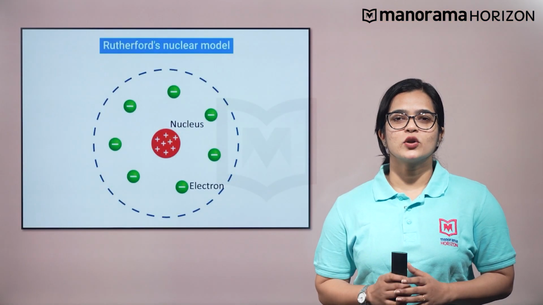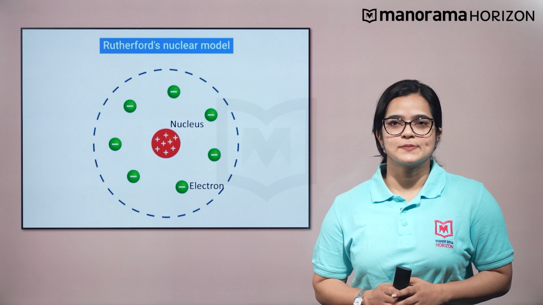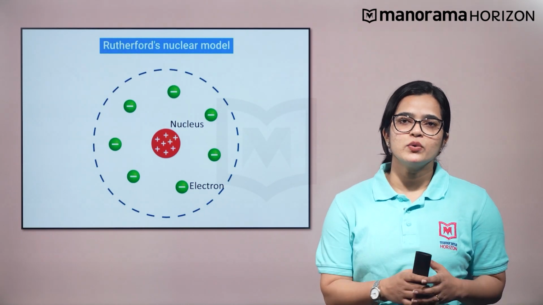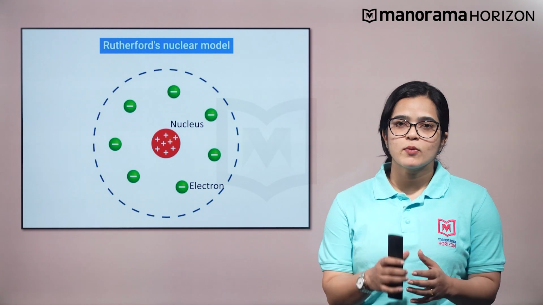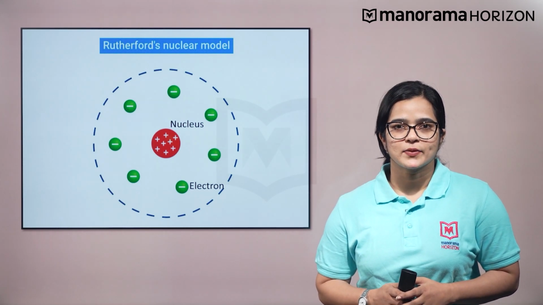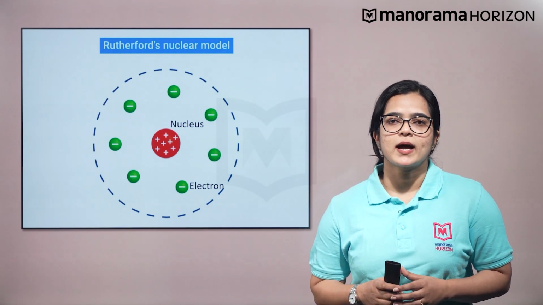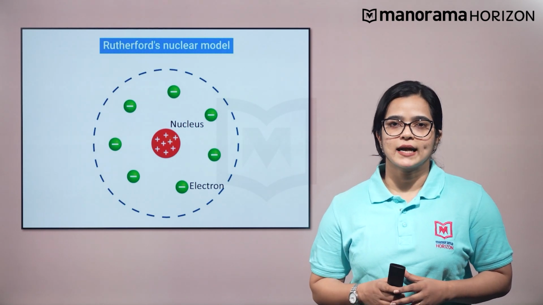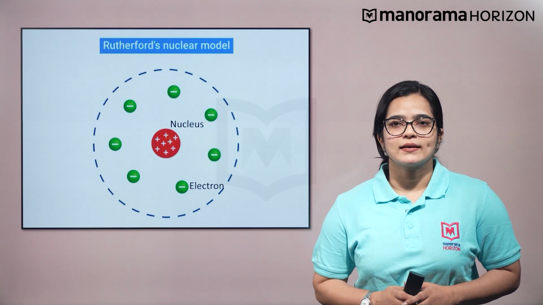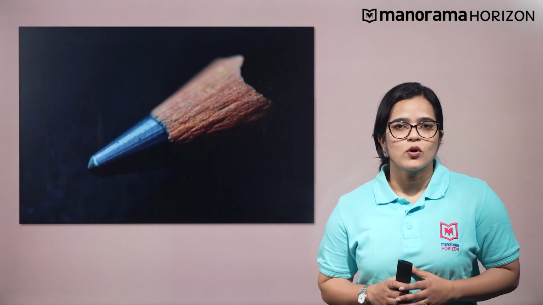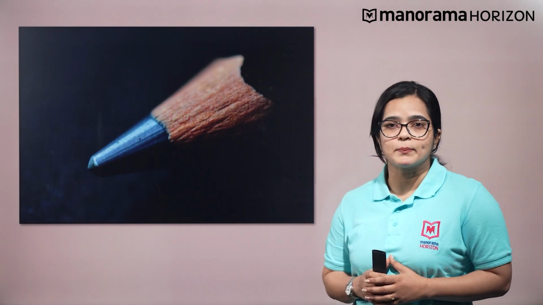We have already studied Rutherford's alpha particle scattering experiment. The experiment demonstrated that the radius of a nucleus was much smaller than the radius of an atom, and therefore the volume of a nucleus is about 10 to the power minus 12 times the volume of the atom. This shows that an atom is almost empty, and if you consider the atom to be the size of a classroom, the nucleus would be as small as the size of a pencil tip.